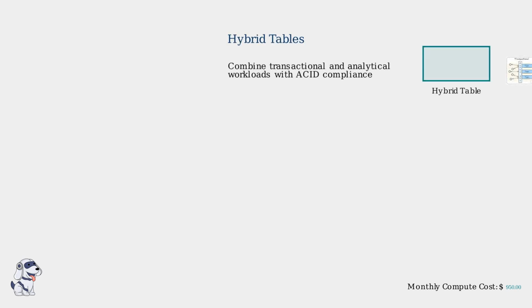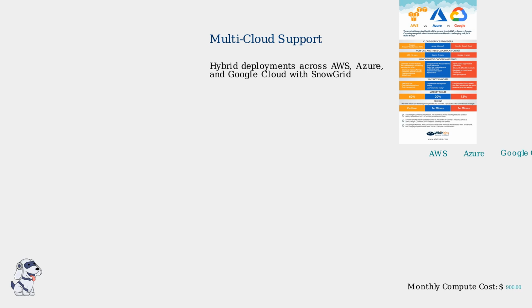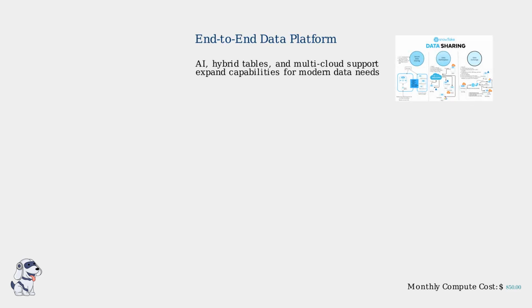Hybrid tables combine transactional and analytical workloads in a single table, supporting ACID compliance for operational data while maintaining analytical performance. Snowflake now supports hybrid cloud deployments across AWS, Azure, and Google Cloud with seamless data sharing via SnowGrid. These enhancements reflect Snowflake's shift toward becoming an end-to-end data platform beyond just warehousing.